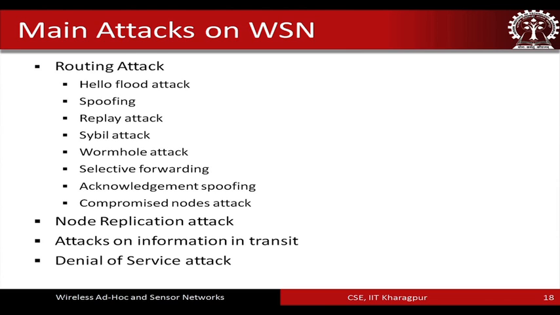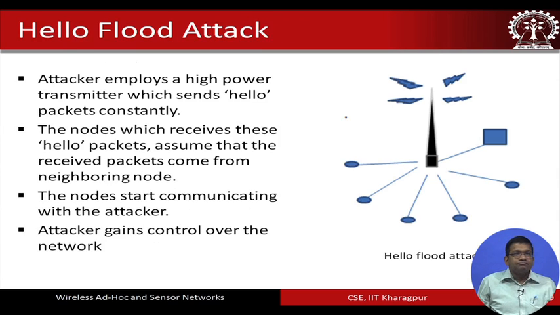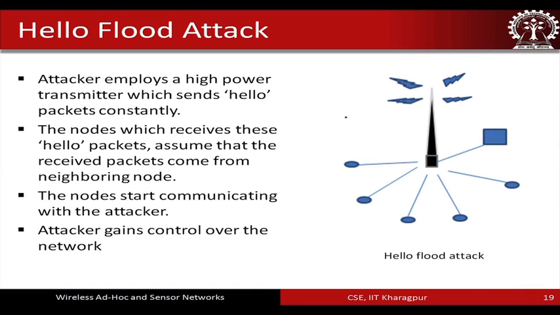When we are talking about routing attacks, there are a few which are quite popular in the sensor network community. One is called the halo flood attack. The second is the spoofing attack, replay attack, Sybil attack, wormhole attack, selective forwarding, acknowledgement spoofing, compromised nodes attack, and so on. So, these are called the routing attacks. Then we have the node replication attacks, attacks on information that is in transit, and denial of service attacks. So, these are the different categories of attacks that are possible on any wireless sensor network.